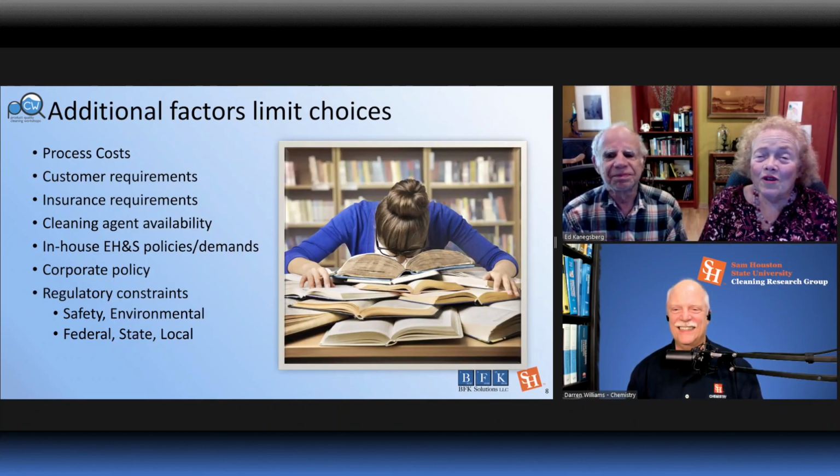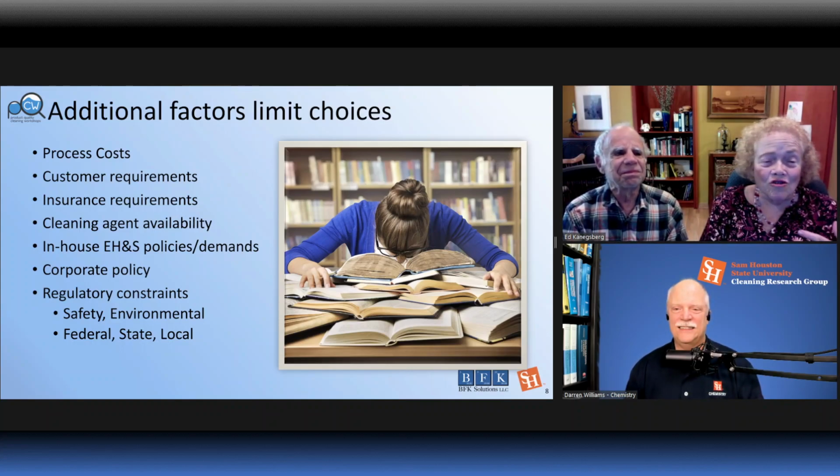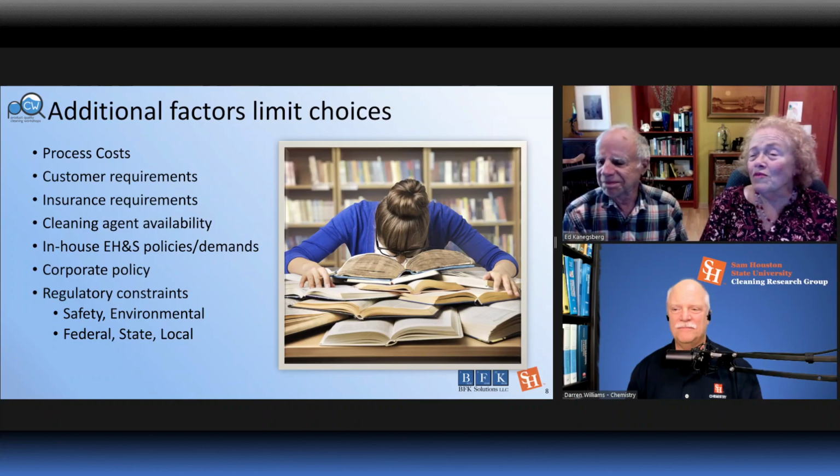Of course, there are a few other choices. Process costs, what the customer requires, if you can get insurance with a new process, will the cleaning agent be available? What does EHS demand or try to cajole you to do? And then what happens at the corporate policy level, and corporate policies might be tighter than regulatory constraints.